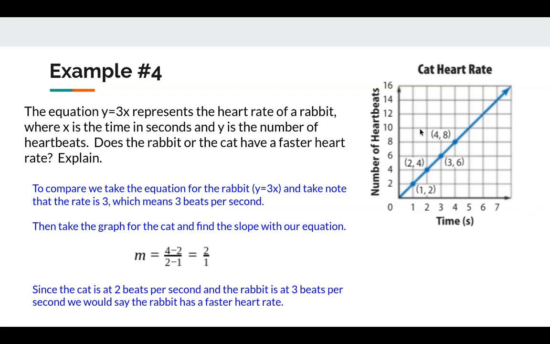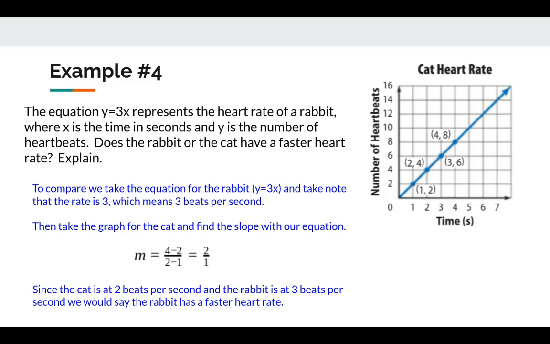Here's an example where we're talking about heart rates. We have the heart rate of a rabbit, and they give us the equation y equals 3x. Then they give us a graph that shows us the cat's heart rate. In the equation, I know that the 3 represents the rate. So it's 3 over 1, or 3 beats per second.